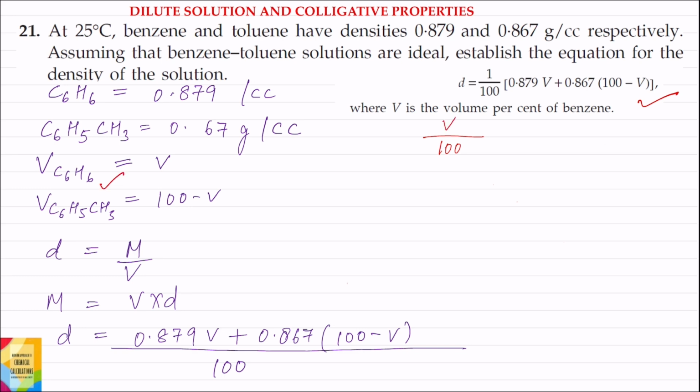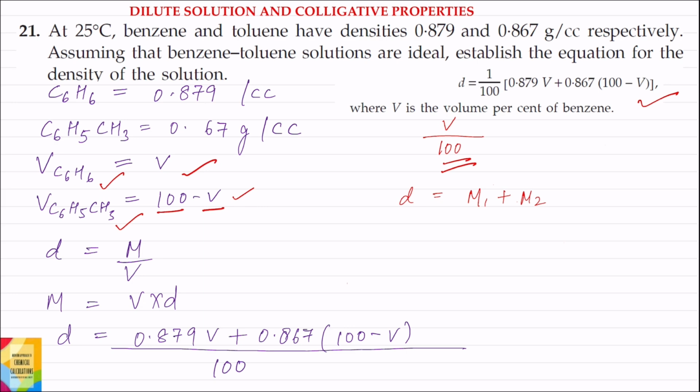So volume of benzene is V milliliter, total volume of solution is 100 milliliter, so volume of toluene will be 100 minus V, that is total volume of the solution minus volume of benzene. Now density of the solution will be equal to total mass of the solution divided by total volume of the solution. Now total mass of the solution will be mass of benzene, let it be m1, plus mass of toluene, let it be m2.